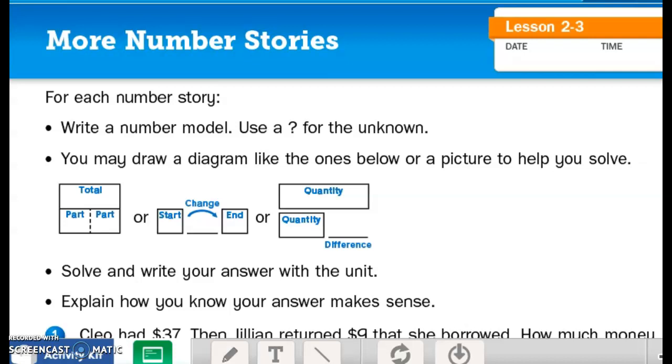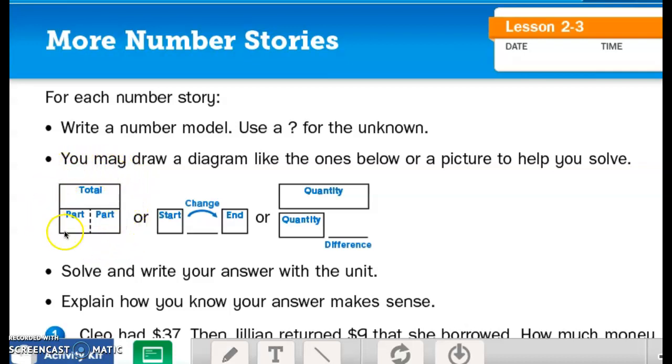For your practice today, you have 4 number stories. I am going to help you with the first 2, and then you are going to try to do the next 2 by yourself. So this slide, I will help you, and then you're going to go ahead and do the next 2 by yourself. So first of all, as we look at number stories, there are different diagrams that you could use.